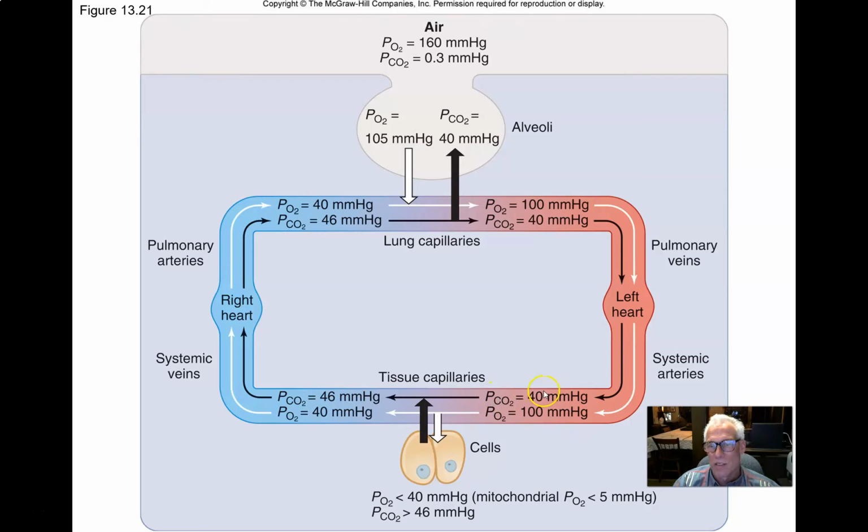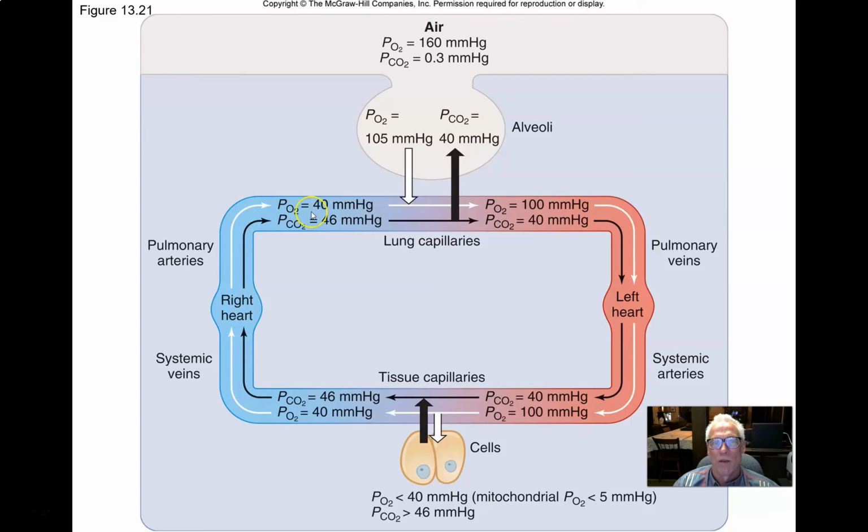And as we bring the CO2 into the tissues, we're going to add some CO2 to the CO2 that's in the blood. So now we have 46 millimeters of mercury partial pressure. We're going to carry this as the so-called venous blood of the systemic circulation. We'll bring it to the lungs.